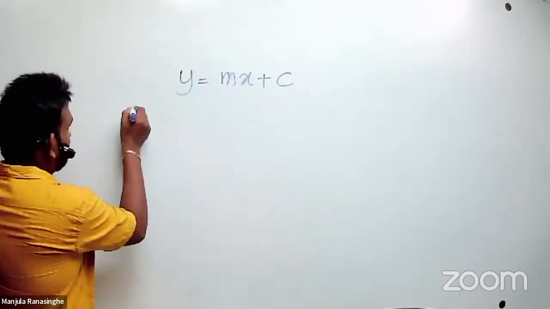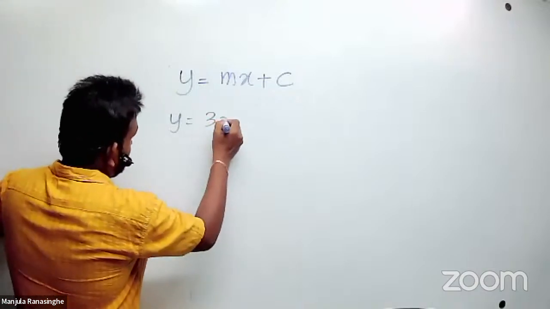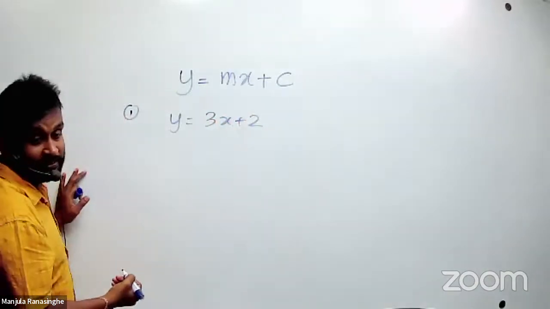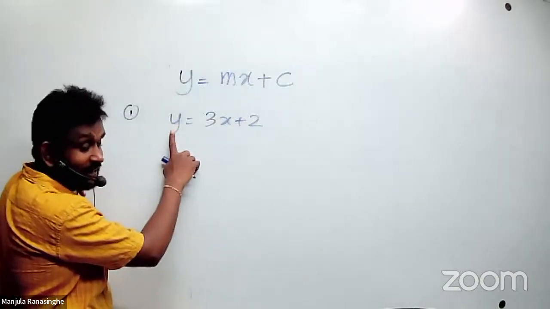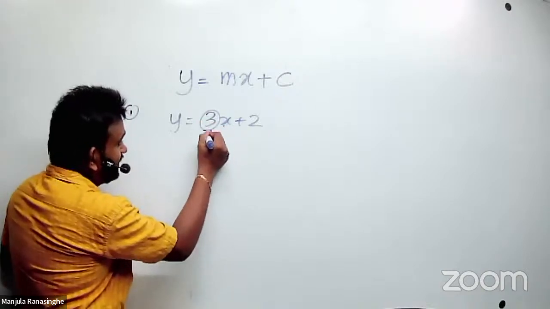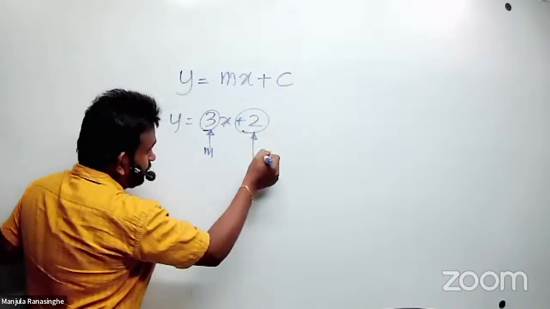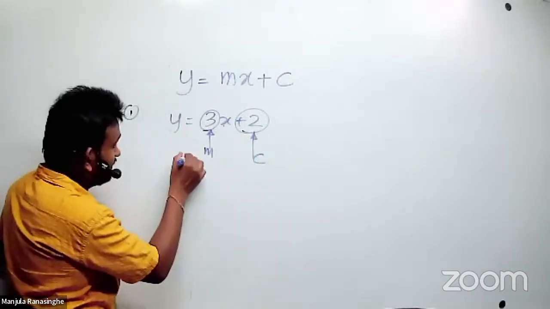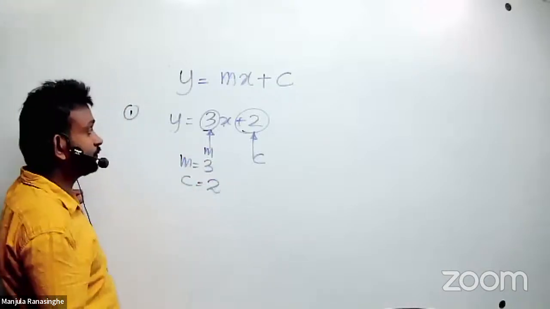For an example, see here, y equal 3x plus 2. Now you can see whether y is the subject or not. Yes, y is the subject, only y is there. So the coefficient of x is the gradient, that is m. M is 3. And the value after that is the intercept, that is c. So now you can say that m equal positive 3 and c equal positive 2.